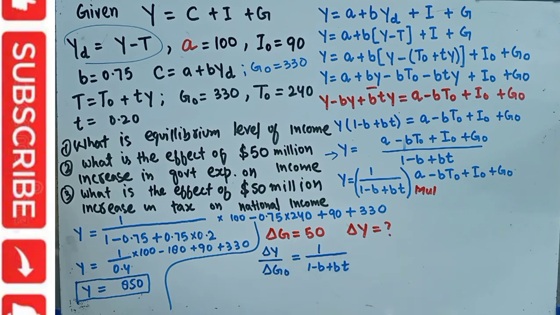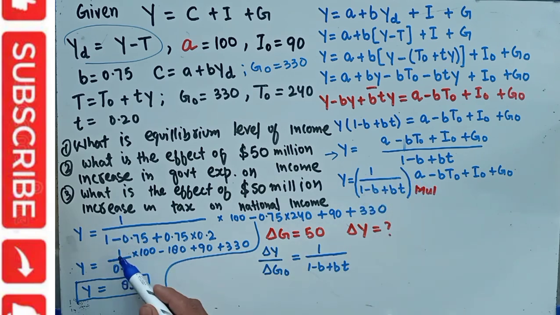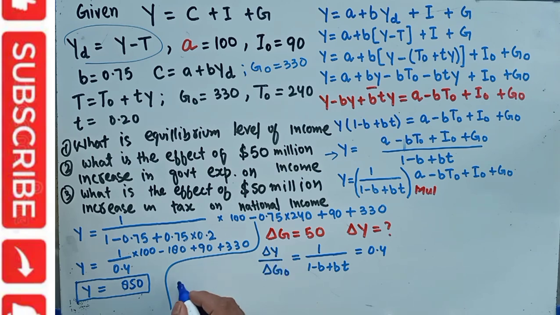And we know this is equal to 1 upon 0.4, which is equal to 0.4, let me write it here, which implies del y, which we need to find out, divided by the change in government expenditure of $50 million, should be equal to 0.4, which implies the change in income will be equal to 0.4 times 50, which comes out to be 120.